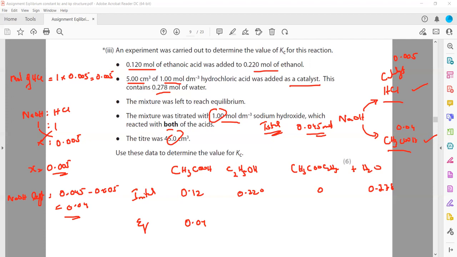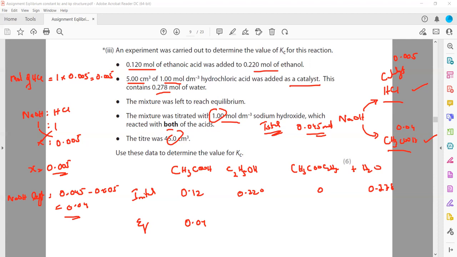Now, after getting the moles at equilibrium, we'll try to complete the table. Now, what is the ratio between ethanoic acid and ethanol? The ratio is 1:1. So how many moles of ethanoic acid reacted? So how to know how many moles are reacted? Originally it was 0.12 and now it is 0.04. So it's 0.12 minus 0.04 will give us how many moles reacted. So 0.08 reacted. And the ratio between them is 1:1.